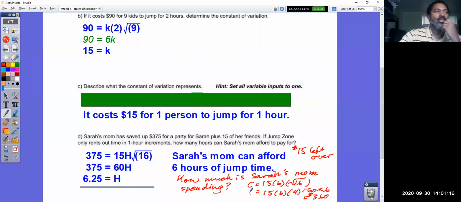Okay, this is an auxiliary question there, $360. Where's my cursor?